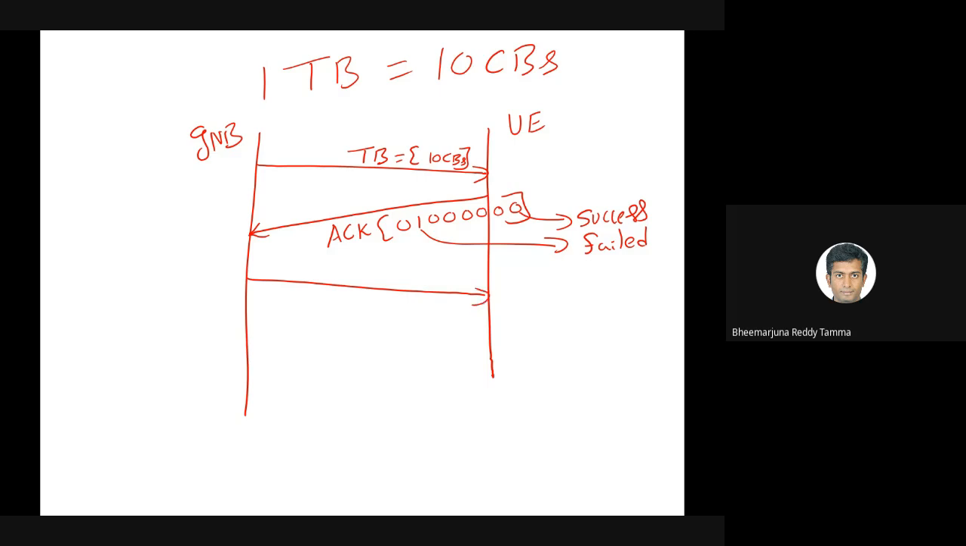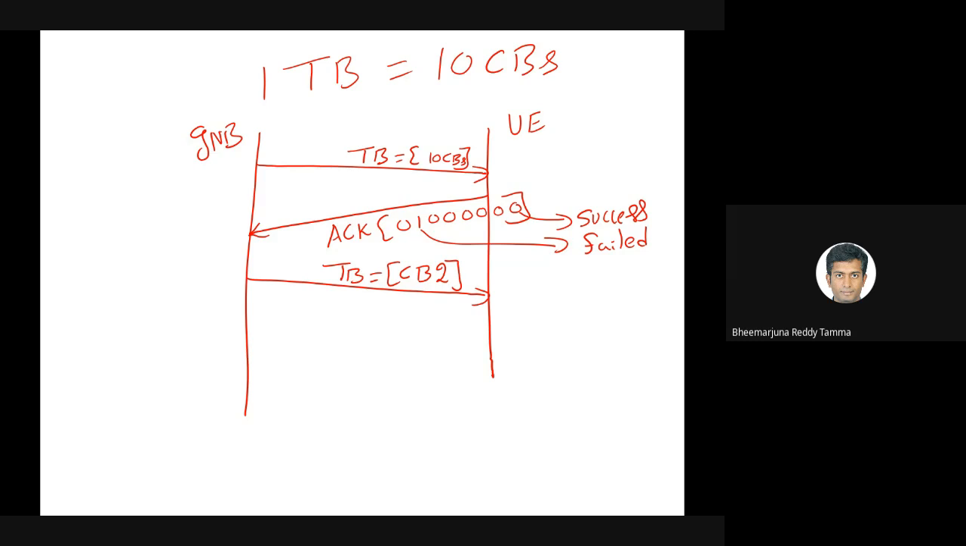In this case, what happens? The sender will retransmit the transport block, but rather than sending all 10 of them, it will be sending only that code block. If we start with 1 to 10, this comes out to be code block 2. So that's how things are working here.